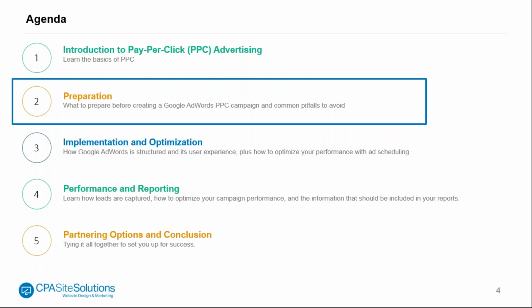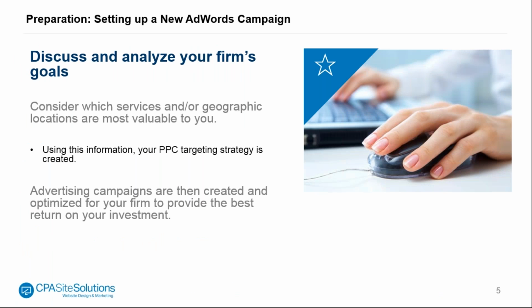All right, so let's talk about preparation and what to prepare when you're setting up a Google AdWords PPC campaign. First, you're going to want to analyze your firm's goals, your overall marketing goals. You'll need to consider which services and or geographic locations are most valuable to you. The thing about PPC is that, unlike SEO, you are not restricted to a specific geographical location. So strategizing how you market your services in a particular location becomes more important when it comes to PPC.